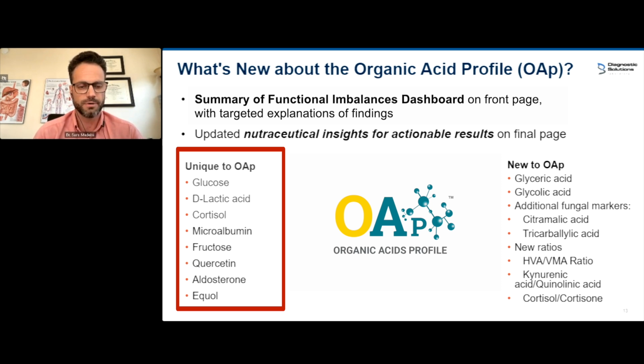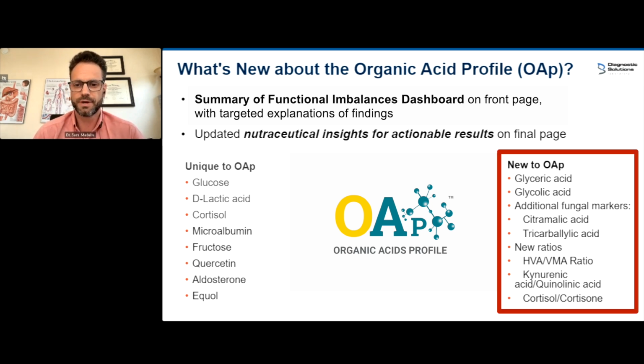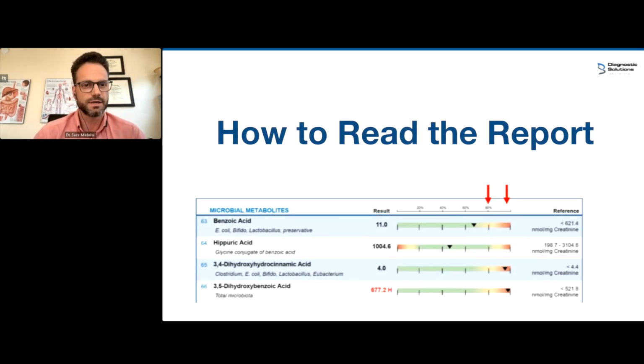Aldosterone and equol, which is a beneficial marker from soy metabolites, so showing up in the urine. And then we have some new ratios. So today we'll talk about the HVA to VMA ratio, kynurenic and quinolinic acid ratio, cortisol, cortisone, as well as some other things around like fungal markers and toxins that we won't talk about today, but will be future educational webinars and classes, et cetera, at the lab.